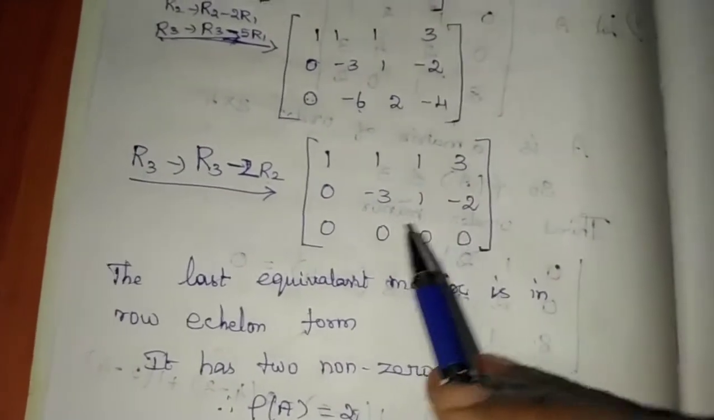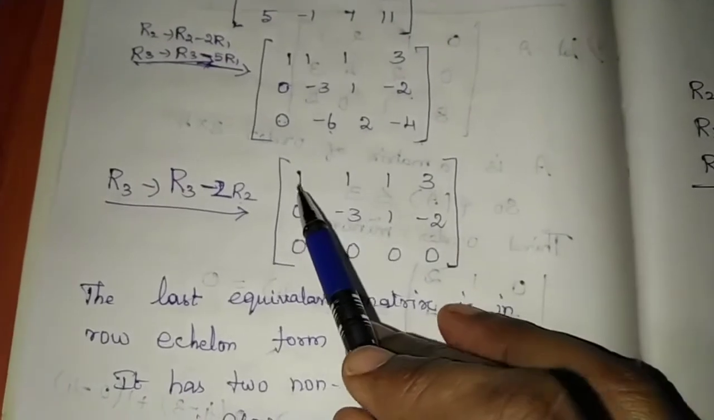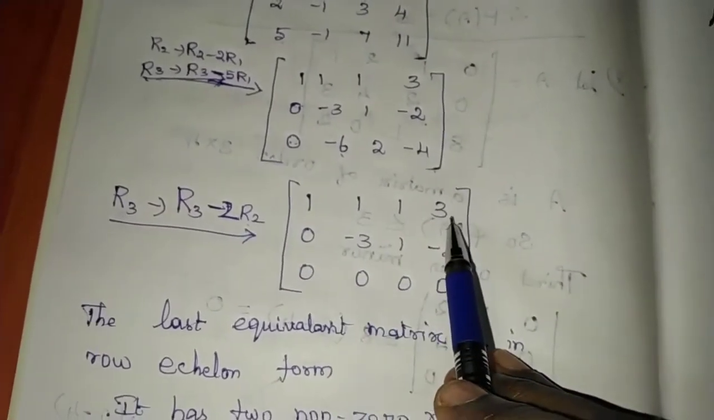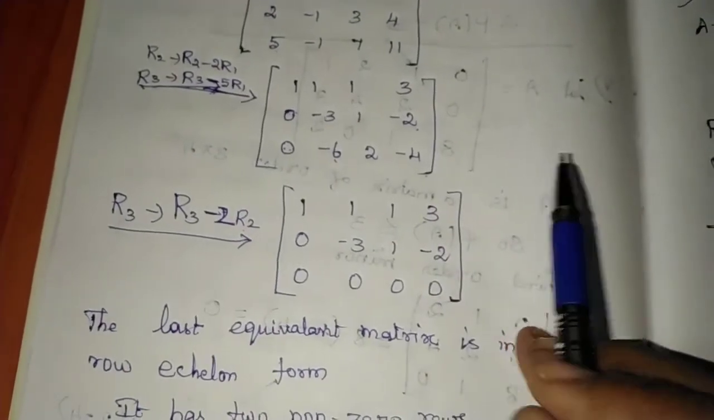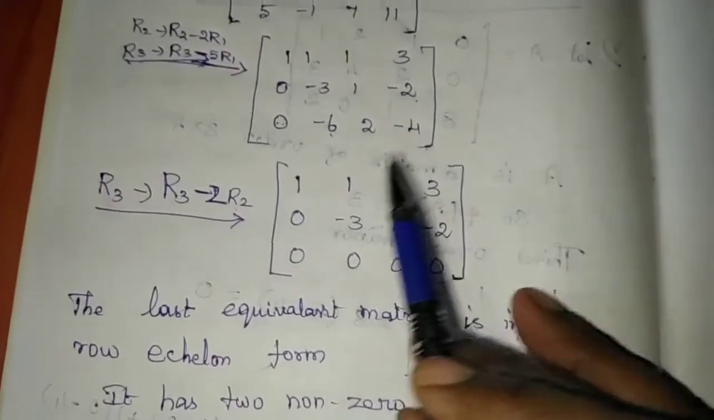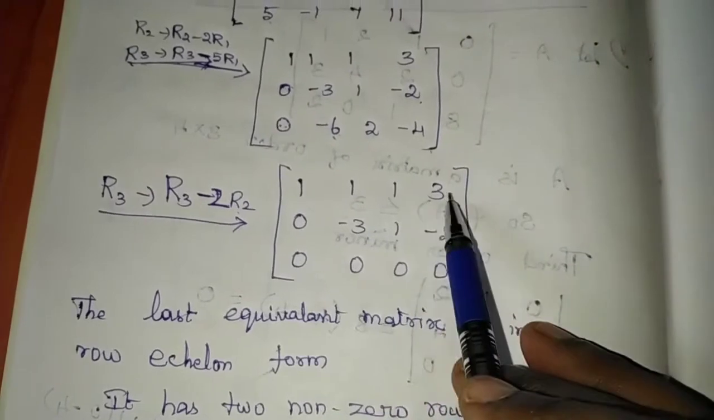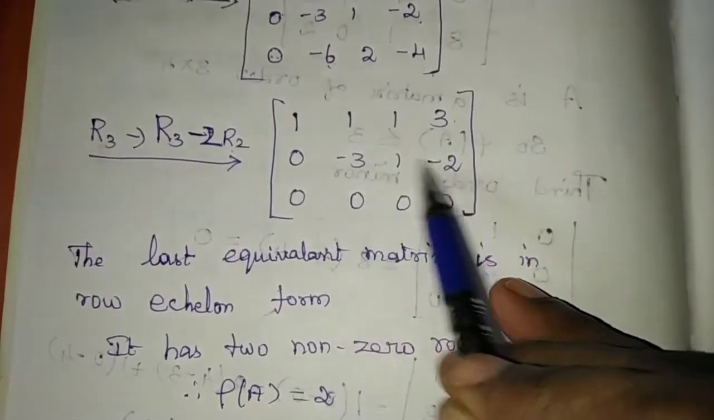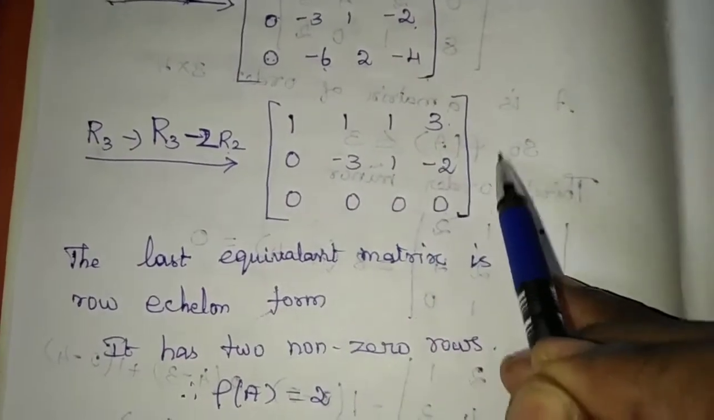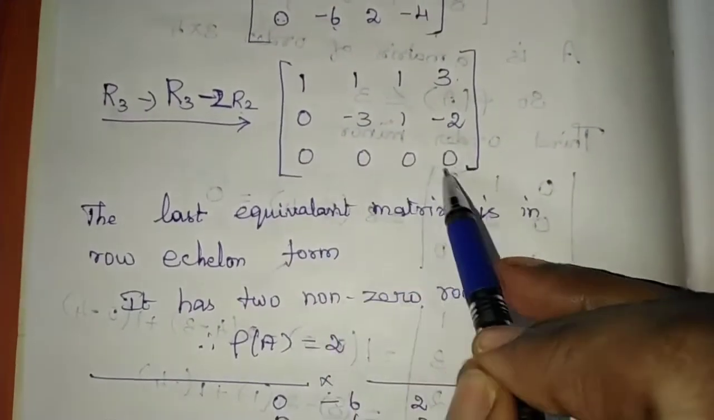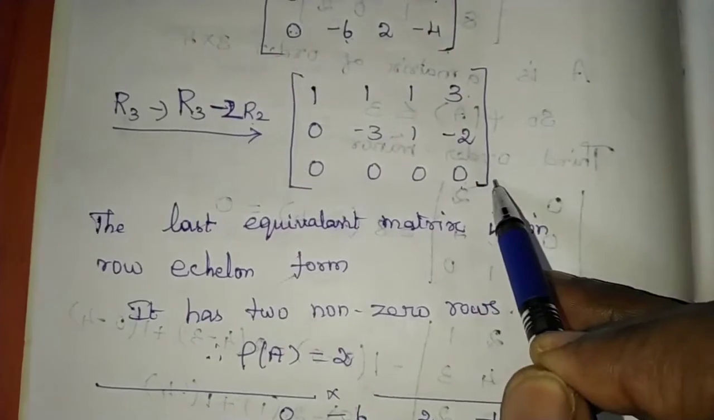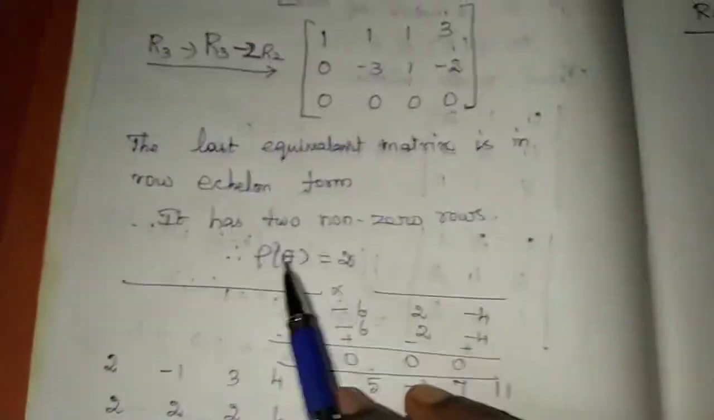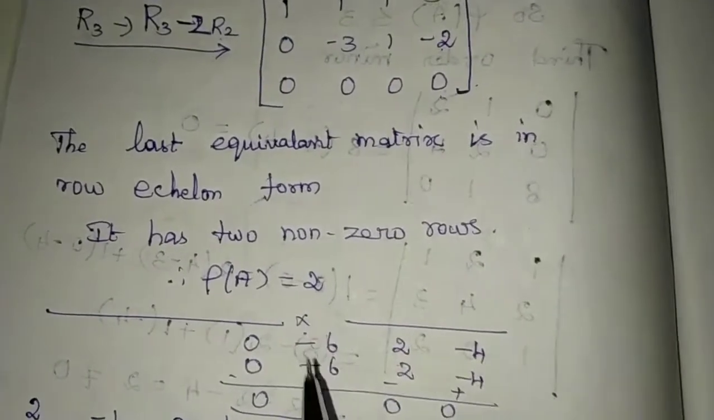Two non-zero rows means, listen, here in a row, if one non-zero entry is there, the rank is 1. Here all non-zero entries, the rank is 1. Here also a non-zero entry is there, rank is 1. Here all 0, the rank is 0. Therefore, two non-zero rows, rank of A equal to 2.